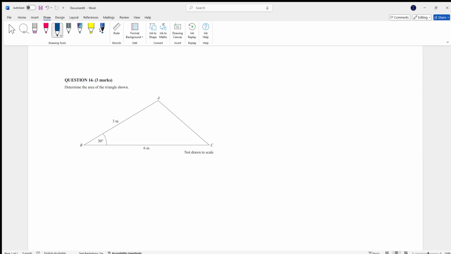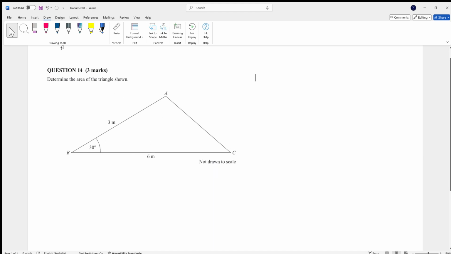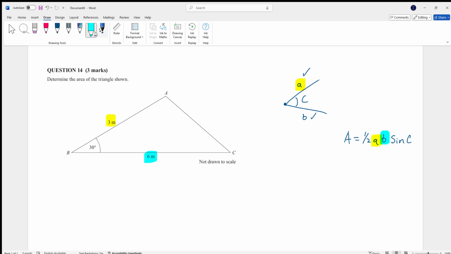So question 14 is one of the easiest questions on this exam, okay? Determine the area of the triangle shown. If you have a triangle set up like this, where you know that side, and you know that side, and you know that angle C, the area of a triangle is a half AB sine of C, where A and B represent these two side lengths coinciding with this angle here, okay? Now in this situation, we actually have that exact setup. We have the A, we have the B, and we have the angle C, which is 30 degrees here, okay?